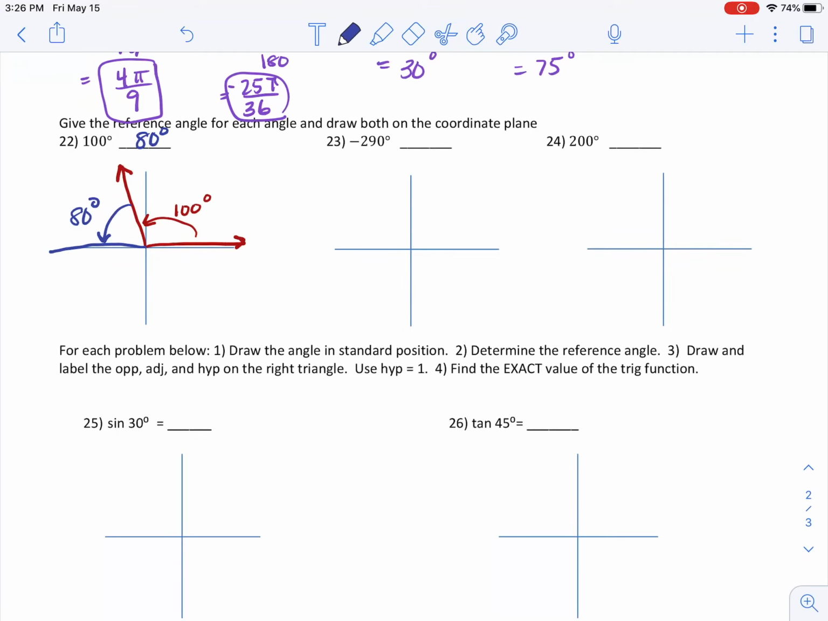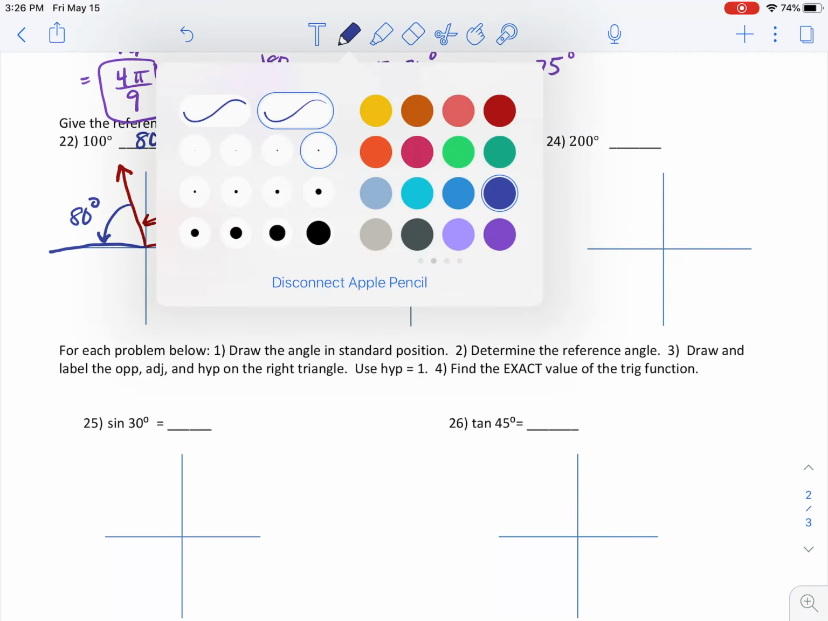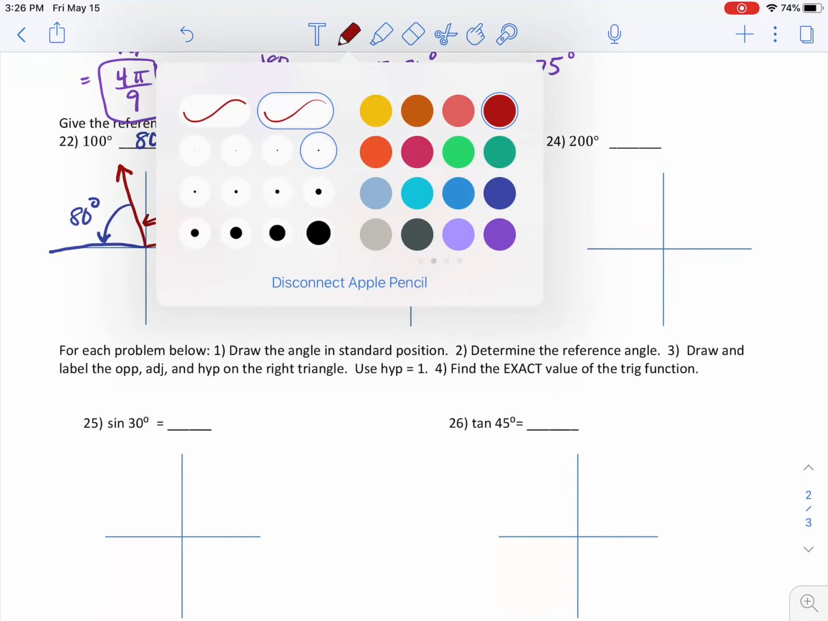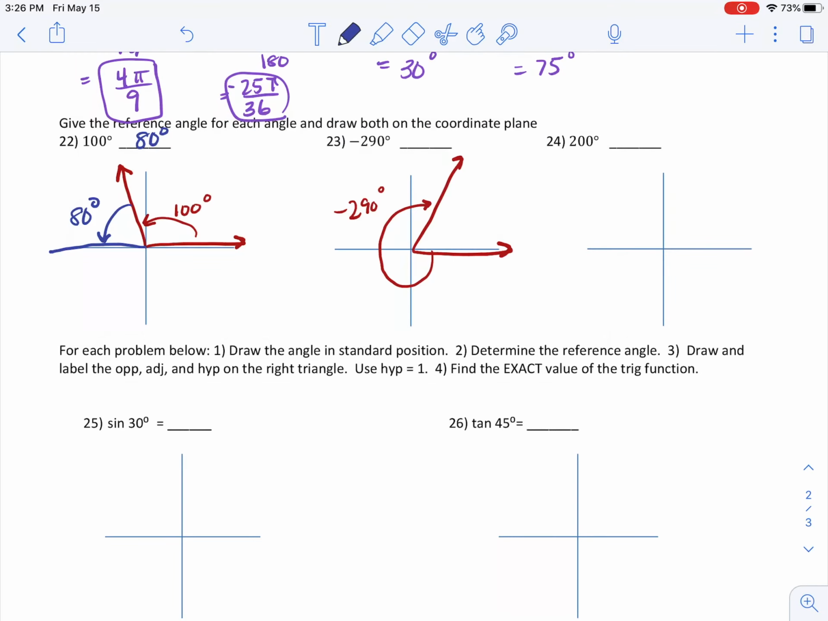For negative 290, that would start here, and that's going to go more than 270, so about here. That's my negative 290 degrees. If you take 290 away from 360, you would get 70 degrees. So that means my reference angle is right here, 70 degrees.